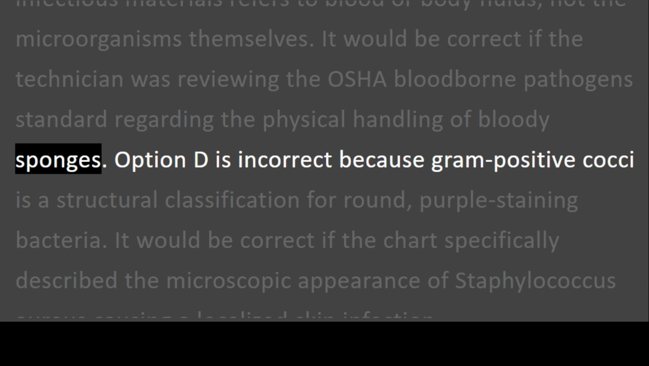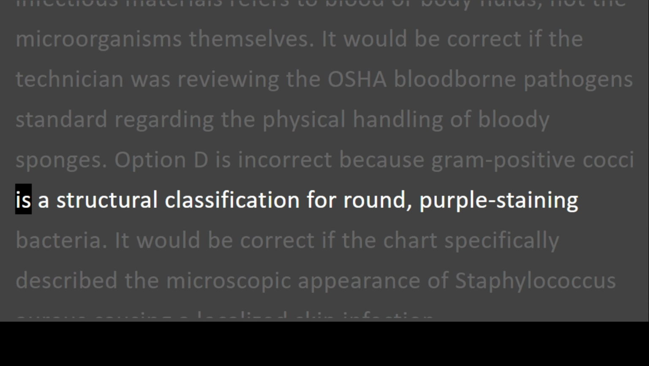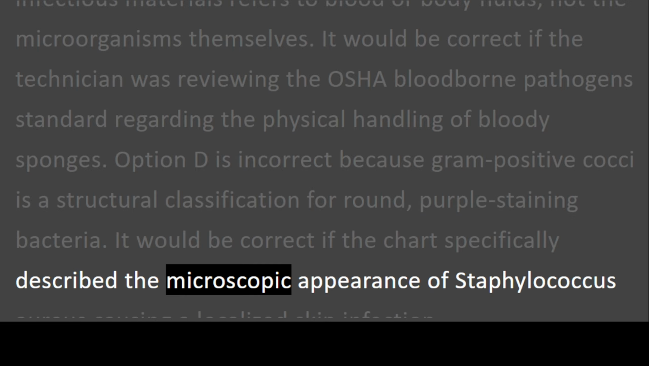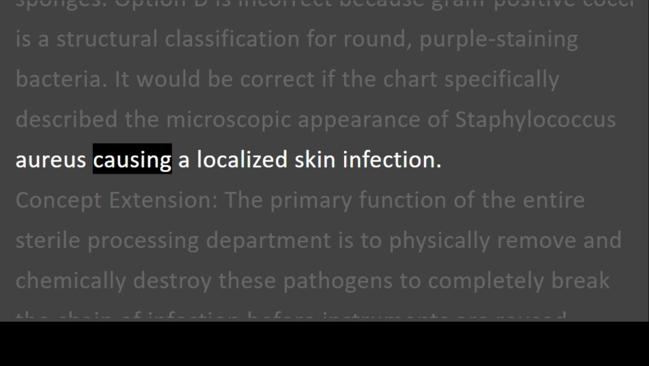Option D is incorrect because gram-positive cocci is a structural classification for round, purple staining bacteria. It would be correct if the chart specifically described the microscopic appearance of Staphylococcus aureus causing a localized skin infection.